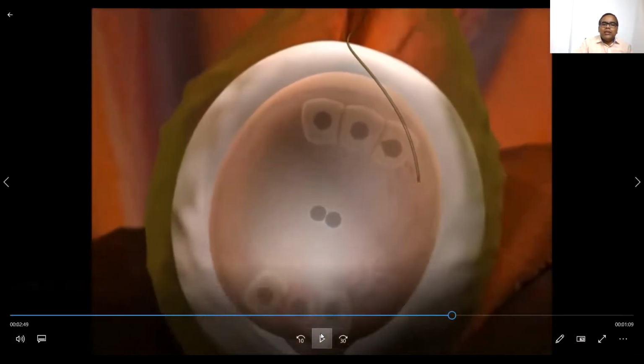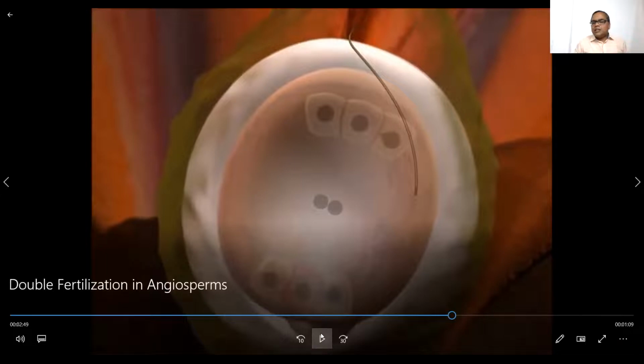When it is moving, one important change has taken place here. That change is that the vegetative cell has completely degenerated, and the generative cell has undergone mitosis. So it has resulted in the formation of 2 male gametes. Now these 2 male gametes, through this pollen tube, are penetrating into the ovule.